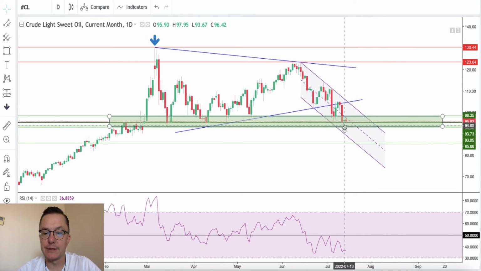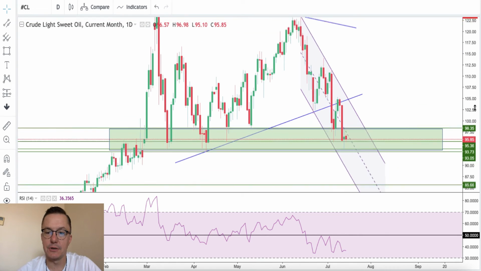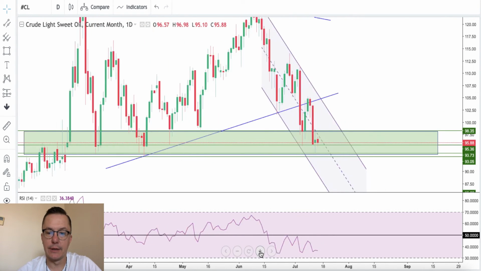However, we just recently tested the lower level of the zone, the level of 93.67, and the market is ready to go even lower, below 93.67. The next target is technical support 85.66. All right, so this is the situation right now on the crude oil.